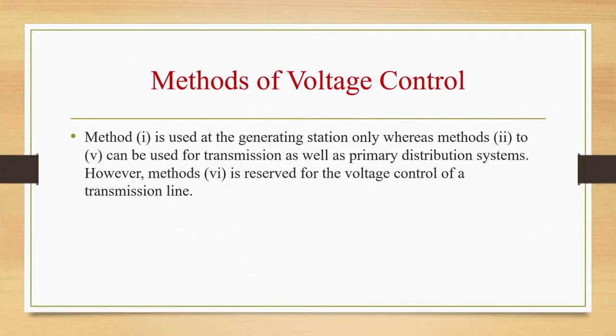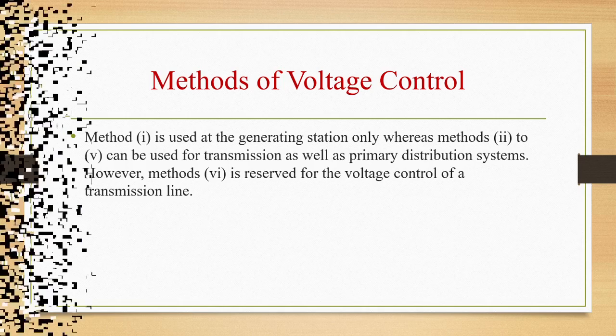So method 1 will be used at the generating station only, whereas second method and fifth method are used for transmission as well as primary distribution systems. Method 6 is reserved for the voltage control of a transmission line.